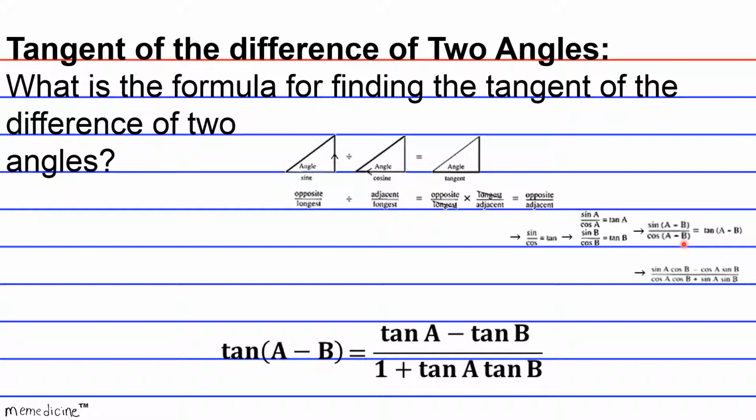Then, if you watched the previous cram series for the sine of A minus B and the cosine of A minus B, you would have learned that the sine of A minus B is equivalent to the sine of A times the cosine of B minus the cosine of A times the sine of B. So we're just performing some substitution. And you would have known that the cosine of A minus B is equivalent to the cosine of A times the cosine of B plus the sine of A times the sine of B. Okay, this then leads us to this.